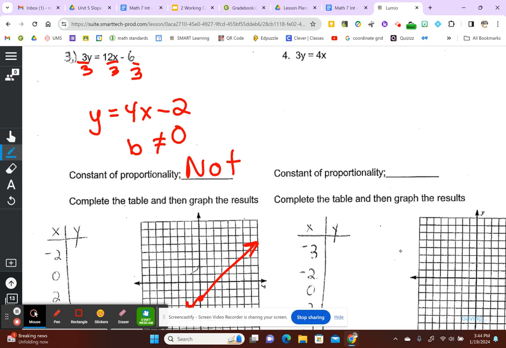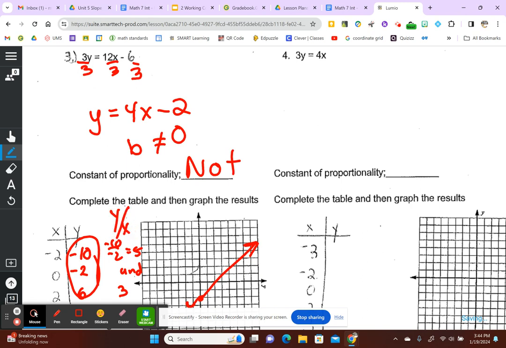If I plug in values, this is negative 10, negative 2, 6. This negative 10 over negative 2 is 5. Undefined, 3. No constant when I put y over x.